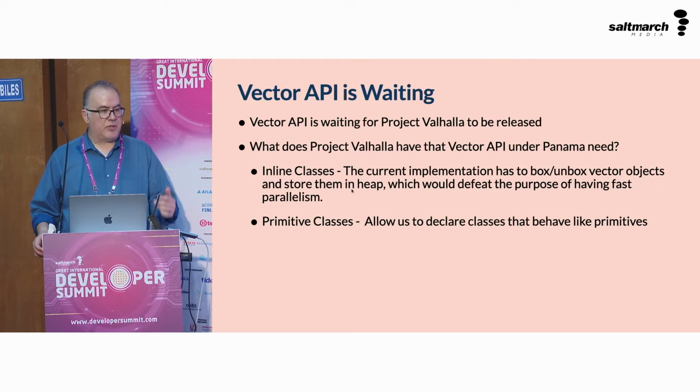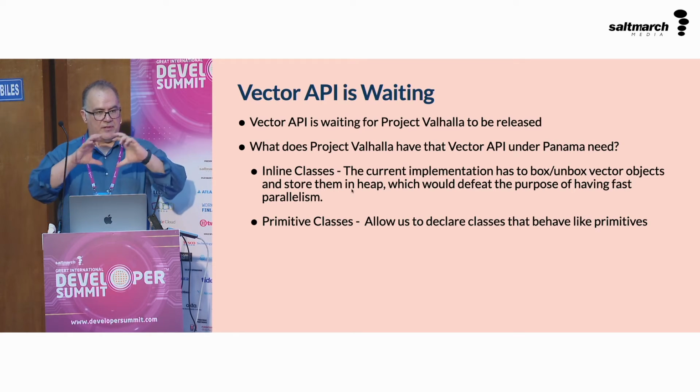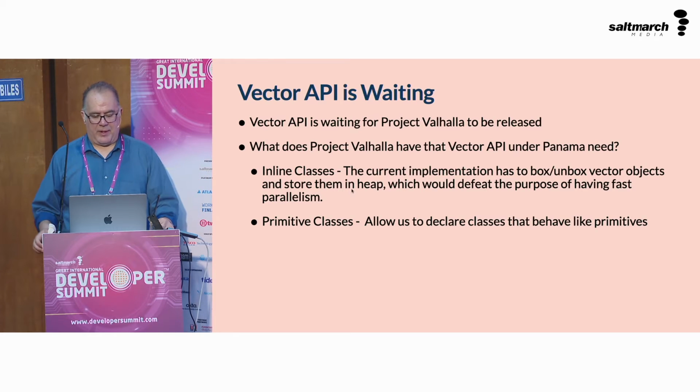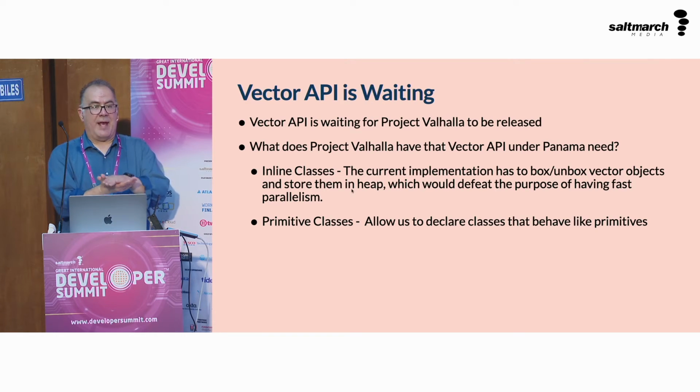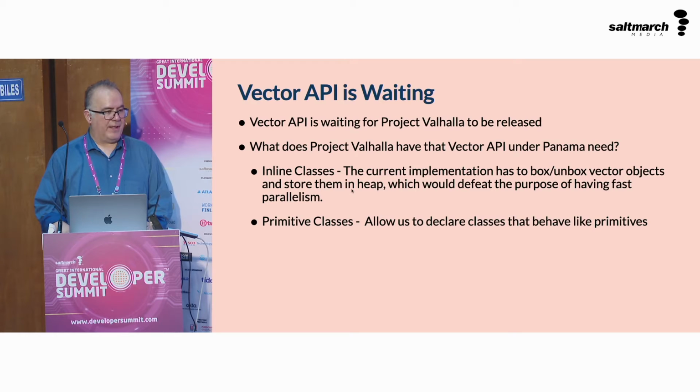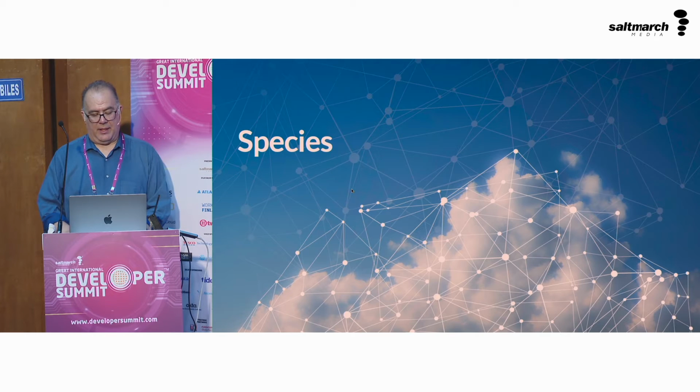Because when you box, you store things on the heap. As far as the memory, all object memory gets stored on the heap, so we kind of want to remove that as well. What they're working on is something called primitive classes that allows us to declare classes, but in the end, they are just going to be primitives. That way they get placed on the stack and not necessarily on the heap. So in order to get that full performance out of everything, that's why the Vector API is not released currently.